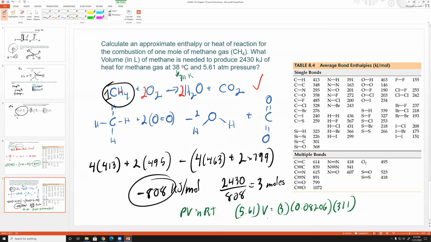For volume, you get 13.6 liters. That makes sense. 3 moles of methane. That's a pretty good chunk of methane. And then 13.6 liters. That makes sense. It's not a crazy amount. Okay. This question is a great example. It covers all the bases in this class so far, such as stoichiometry, gases, enthalpy, heat. It really covers everything. I love this question.